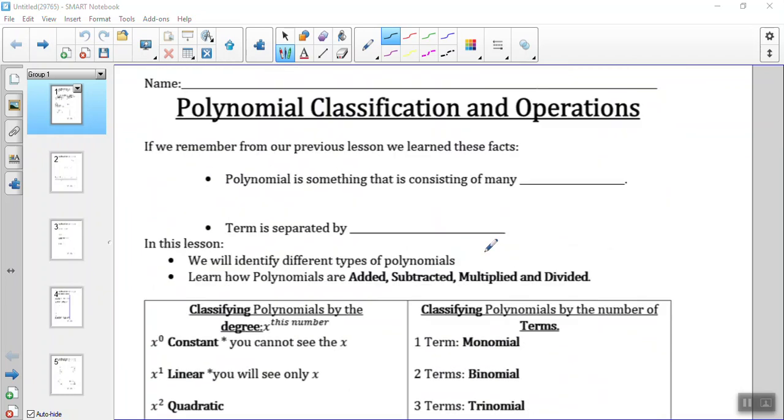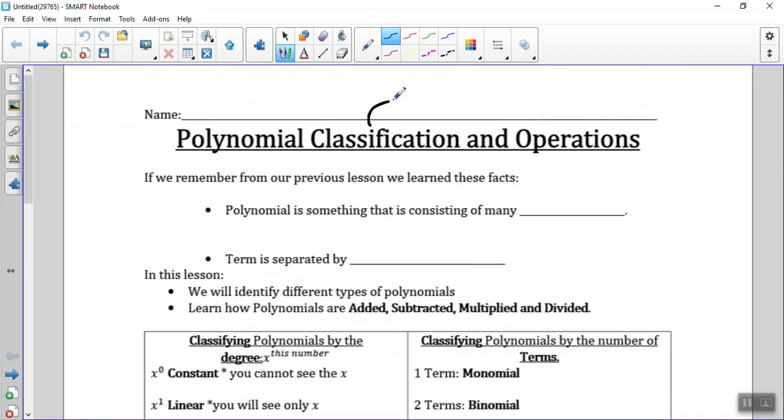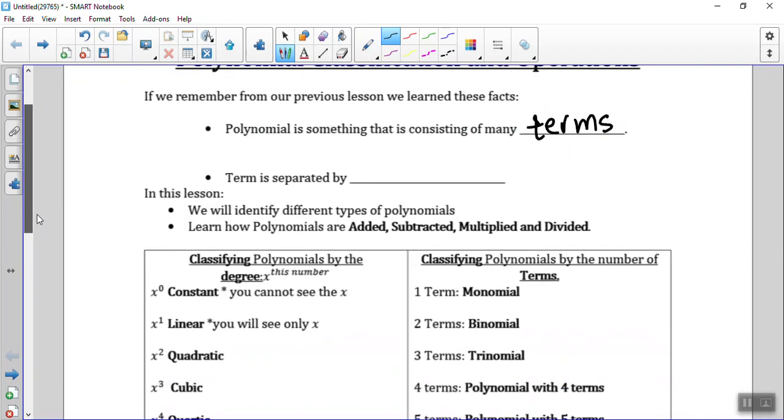So when we are naming polynomials, let me just write that up here. This is just a fancy word to say naming polynomials. And then operations, all that means is I'm going to show you how to add polynomials, subtract polynomials, multiply, and divide polynomials. Okay. If you remember from our previous lesson, we learned that a polynomial is something that consists of many terms. And a term is anything that is separated by an addition sign or a subtraction sign.